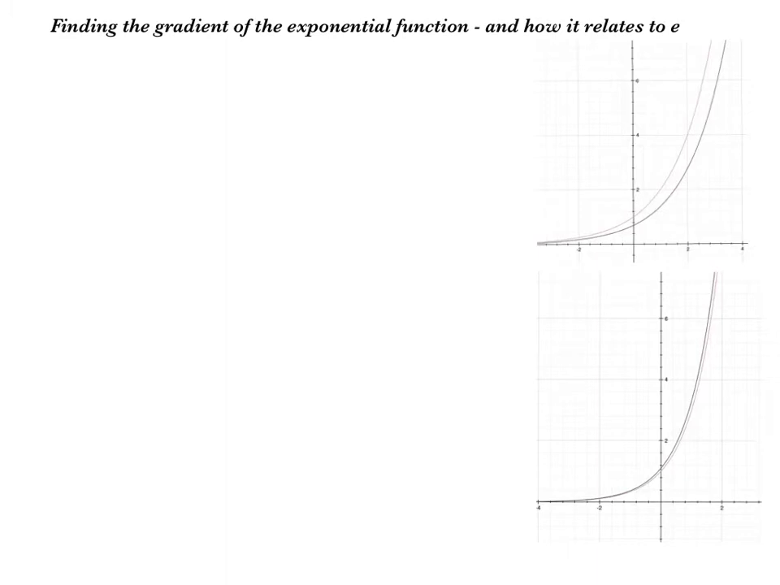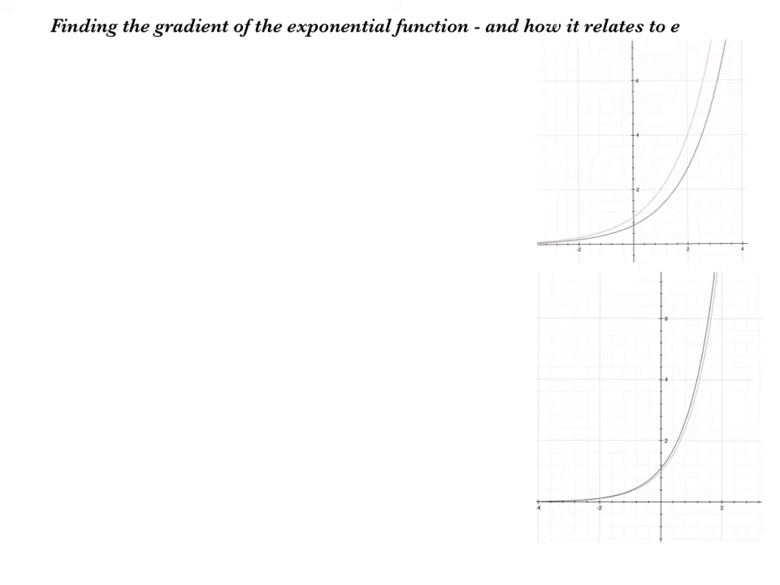Okay guys, so the purpose of this video is essentially to kill two birds with one differential stone, so to speak. The first reason is for us to be able to find the gradient of the exponential function, and we're going to use implicit differentiation to do this. By doing this, we're going to find out how this relates to e and what this number e really is.